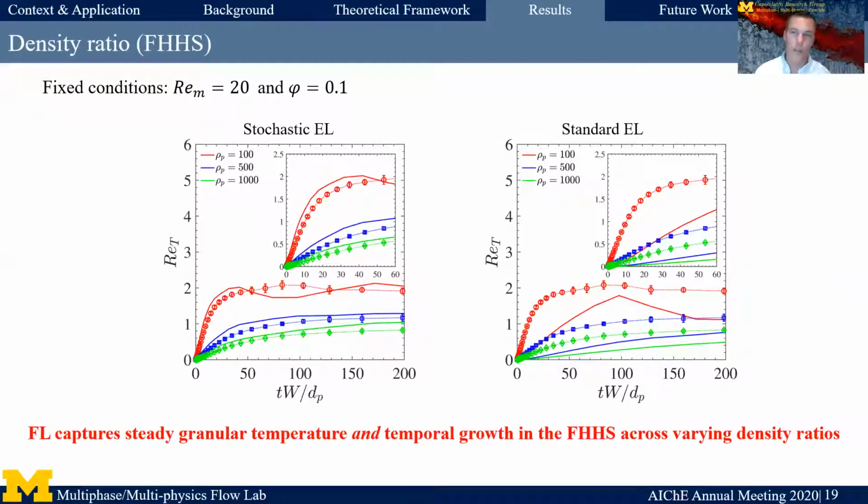Finally, we look across density ratio, so for a fixed Reynolds number and a fixed solids volume fraction. And really, it's the same story. The stochastic Euler-Lagrange method captures the temporal evolution and the steady value across these different density ratios, while standard EL is just incapable of doing so.